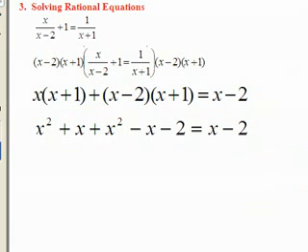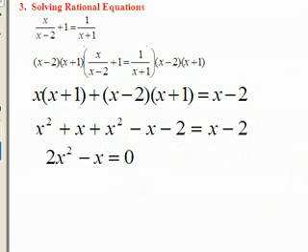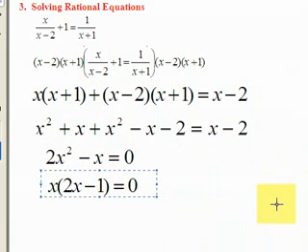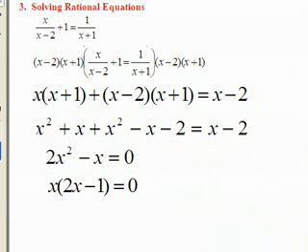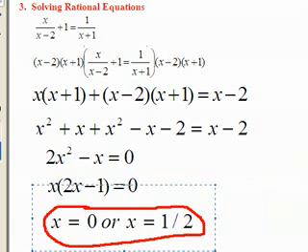Again, collecting like terms, and setting this equation equal to 0 is the way to go, because we want to use the zero product property if we can. And so when we factor out the x, we get x times the quantity 2x minus 1, and then using the zero product property, we get x is 0 or 1/2.